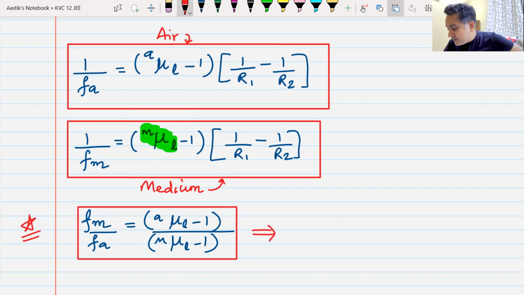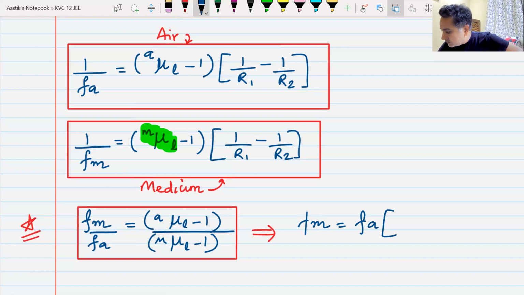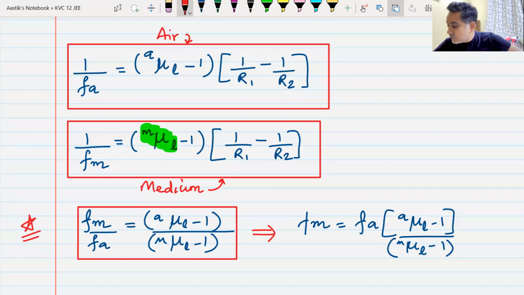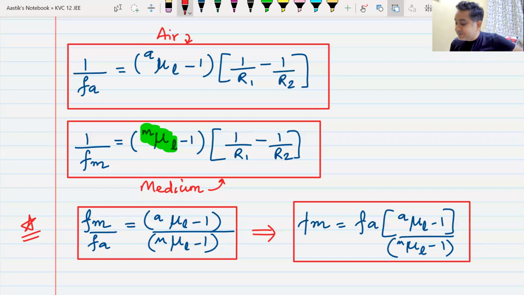Now I can write this formula in this way also, my dear friends. I can write this as focal length in the medium will be equal to focal length in the air, times the refractive index of the lens in air divided by the refractive index of the lens in the medium. Yes or no? You can expect one question from this lens maker's formula. It normally comes in every exam.